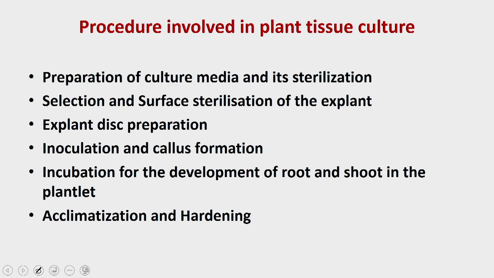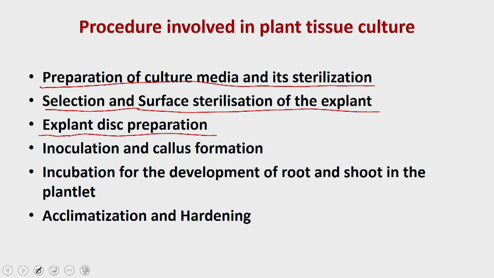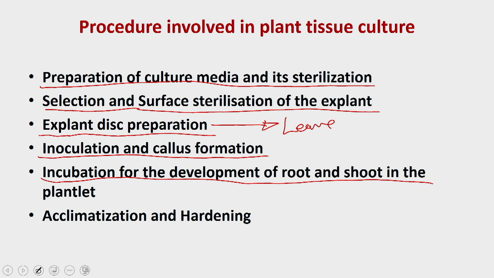So what are the procedures involved in plant tissue culture? In step number 1, you have to prepare the culture media, and then you have to sterilize this culture media. In step 2, you have to select the explant, and then you have to do a surface sterilization of the explant. Then you have to prepare the disc from the explant. In this particular example, since we have taken a leaf, we are preparing a disc from the leaves. Then you have to do inoculation of these discs and form the callus. And then we have to do incubation for the development of the root and shoot in the plantlets.